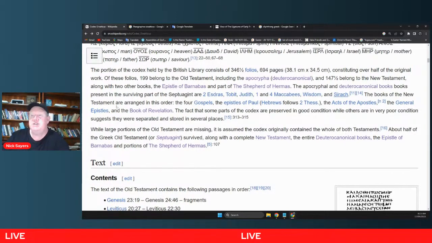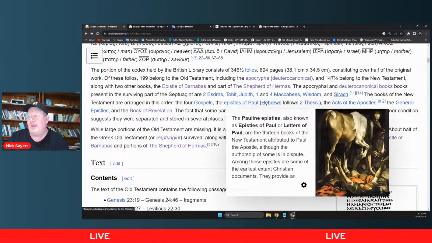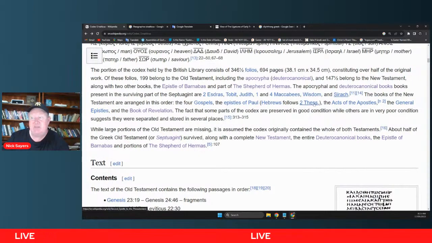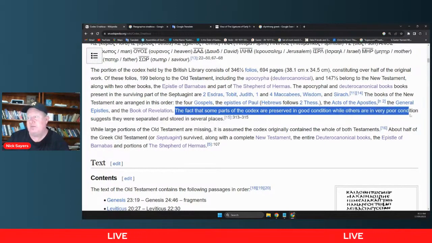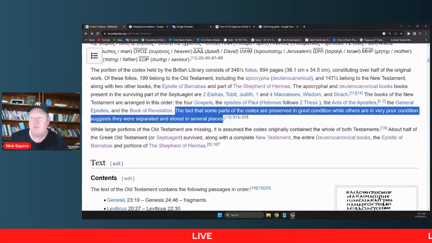The books of the New Testament are arranged in this order: the four Gospels, the Epistles of Paul, Hebrews follows 2 Thessalonians, the Acts of the Apostles, the general epistles, and the book of Revelation. The fact that some parts of the Codex are preserved in good condition while others are in very poor condition suggests that they were separated and stored in several places.